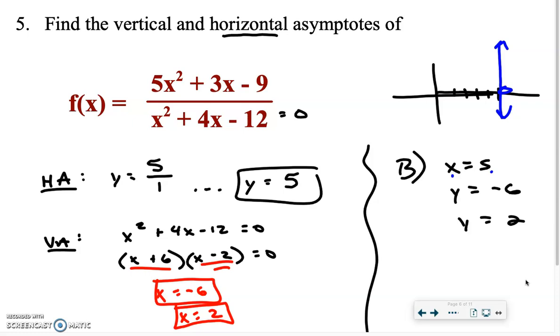If the degree of the numerator is larger than the denominator, no horizontal asymptotes. Can't have it. If they're equal to one another, then just like we did here, we set up the ratio of the leading coefficients. And if the degree of the numerator is less than the degree of the denominator, that's when automatically the x-axis is your horizontal asymptote. It doesn't matter by how much, as long as the numerator is smaller degree than the denominator's degree. Okay?